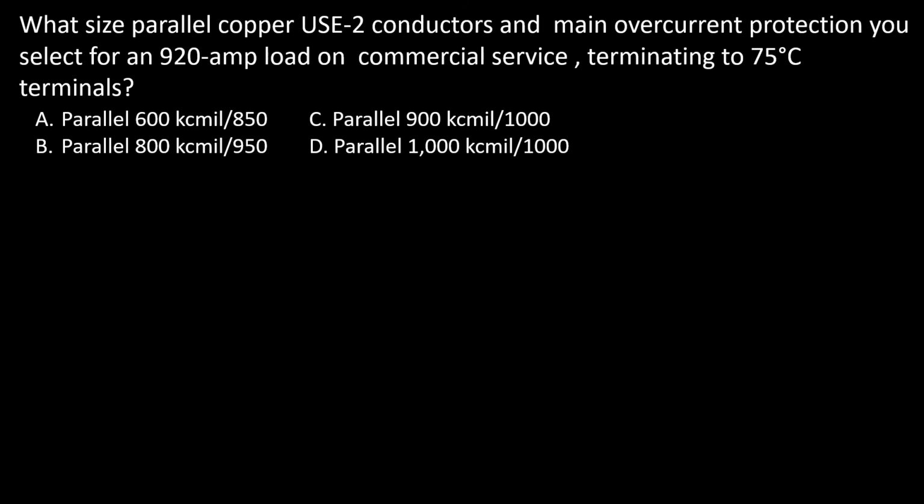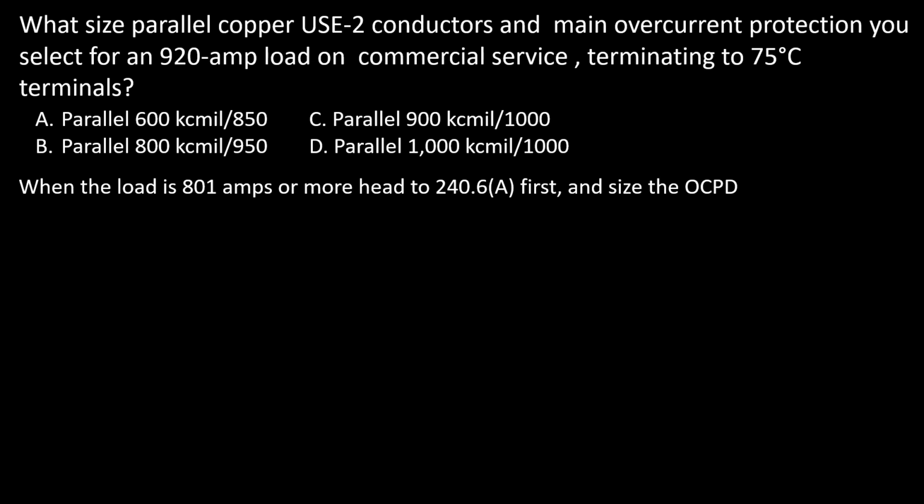What size parallel copper USE-2 conductors and main overcurrent protection would you select for a 920 amp load on a commercial service terminating to 75 degree C terminals? When we're dealing with loads that are 801 amps or more, I want you to head to table 240.6A first and size the main overcurrent device. And the reason that we do that is because, typically I have you size the wire first, right? Enough to cover the load, and then we go select the overcurrent protection. Well, when we're dealing with 801 amps or more, I want you to first select the overcurrent protection because that's going to technically be the load that we size our wire by.